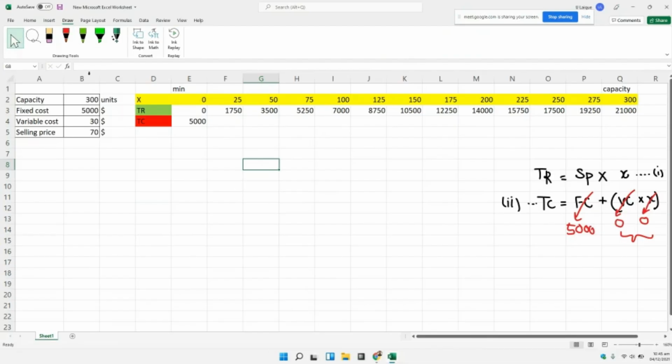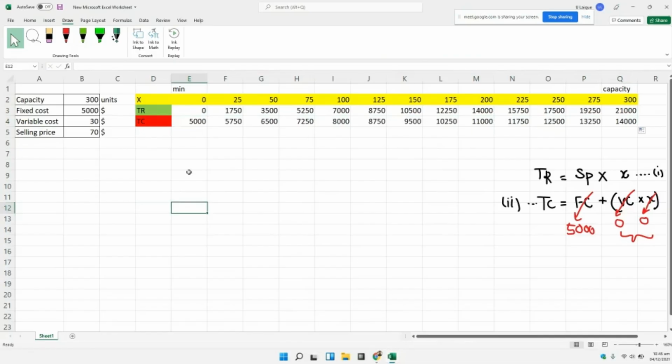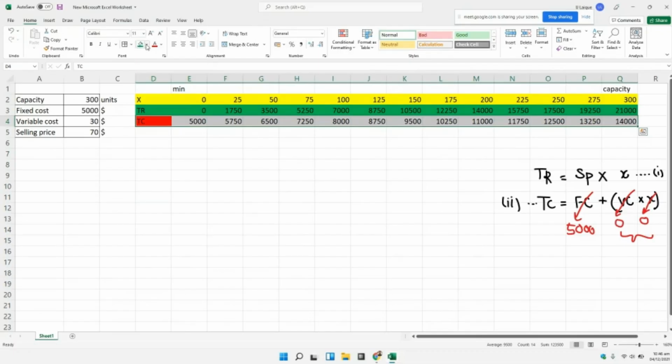Now, what else I'm going to do is extend this cell till the end, which is 300 units, and it will result in something like this. So if I sell and produce 0 units, the total revenue becomes 0 and the total cost is 5,000, and if I produce the maximum of 300 units, the total revenue is 21,000 and the total cost is basically 14,000. Now, if you review this table, I'm going to represent all of this with green so that it is consistent. Here you go, and this one with red.